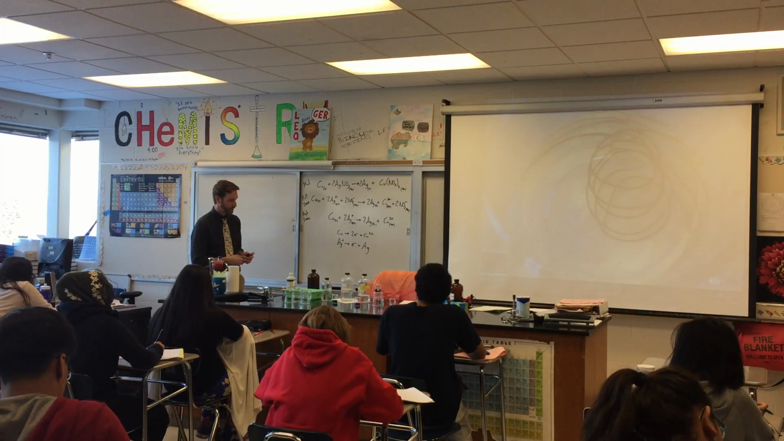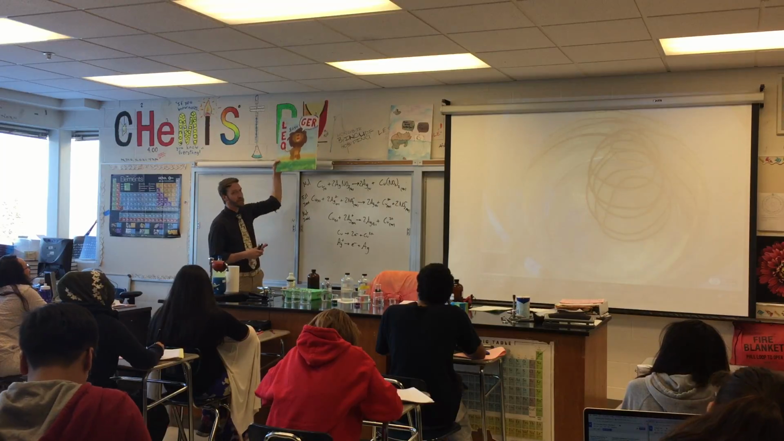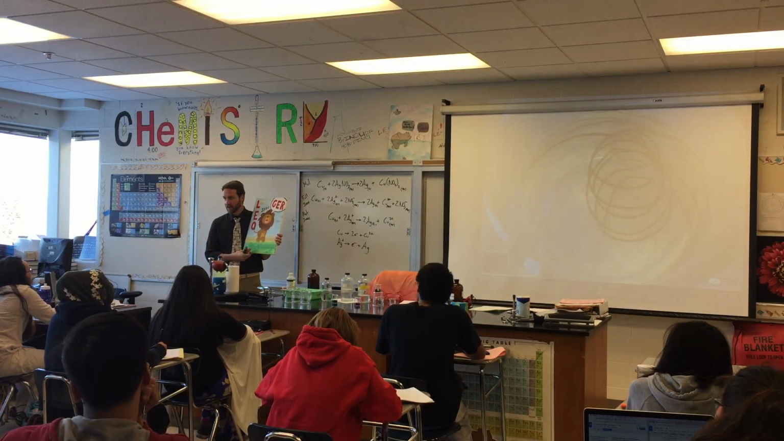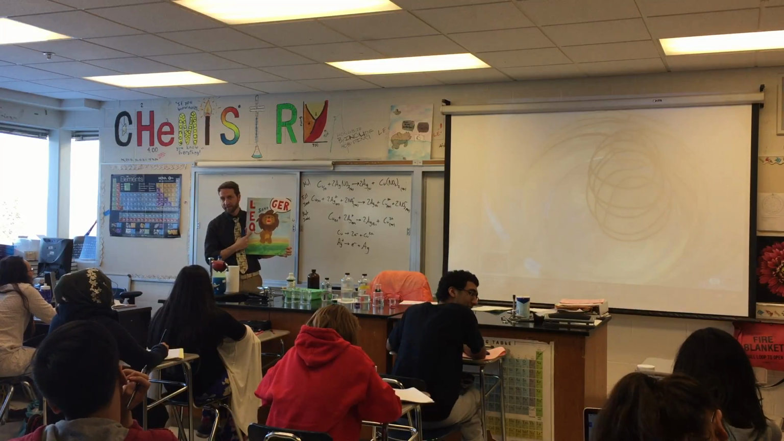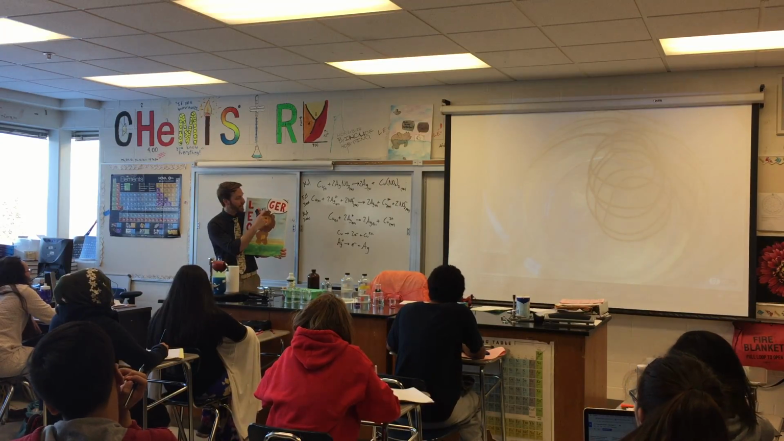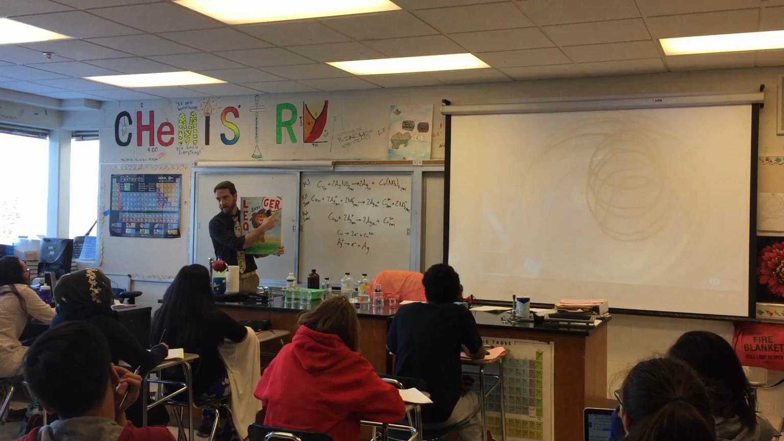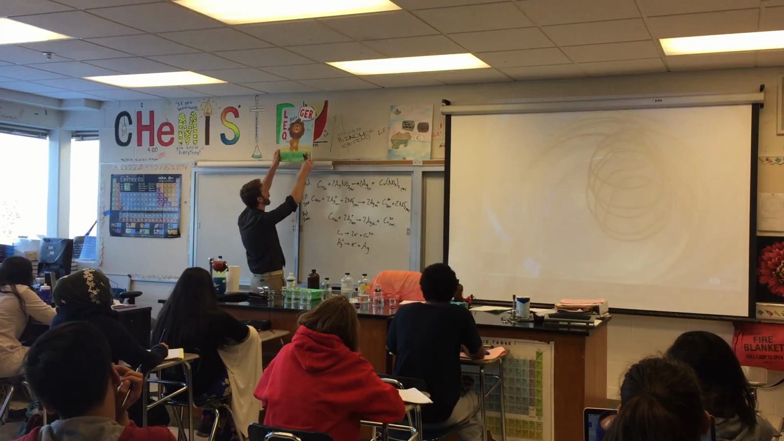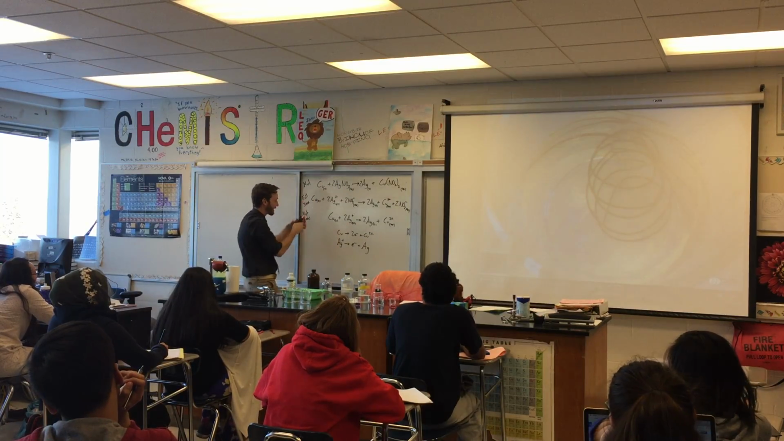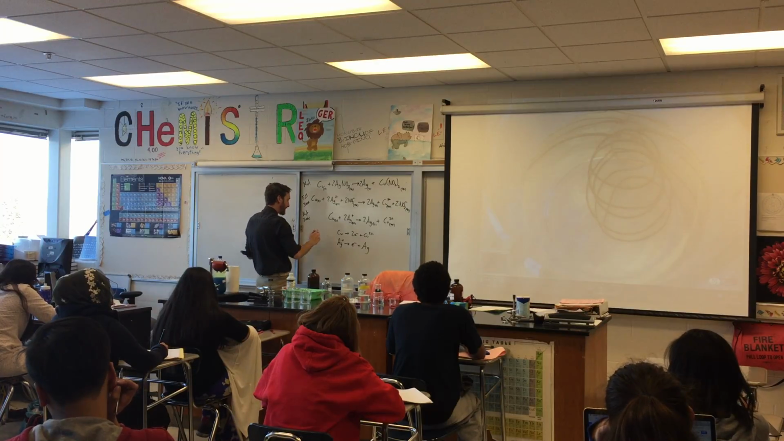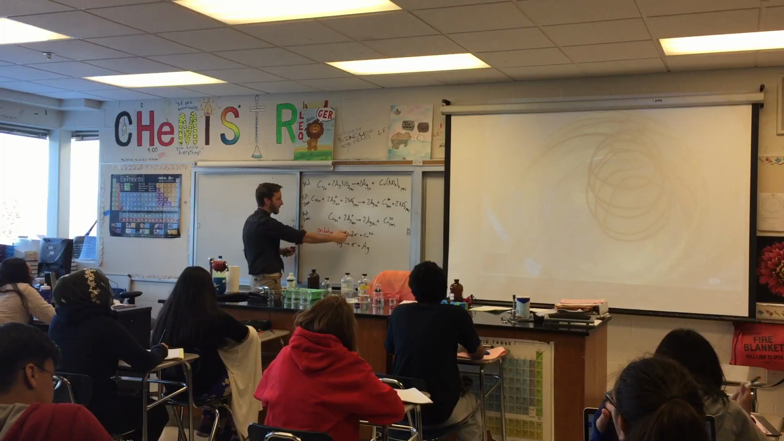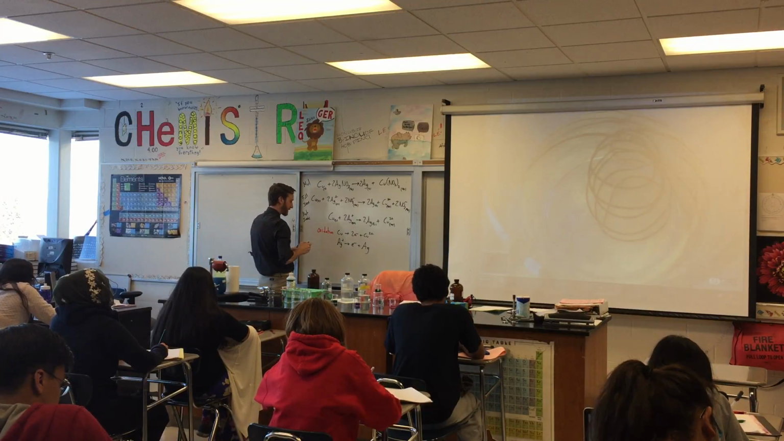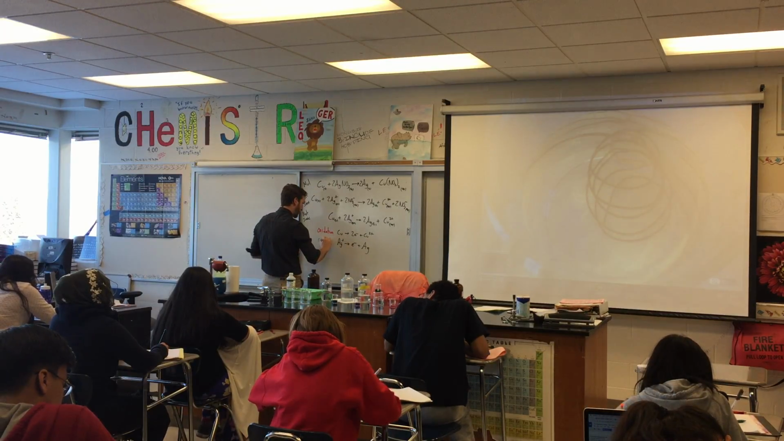How do you know that? It's LEO says GER. So if I lose electrons, we call it oxidation. If I gain electrons, we call that reduction. Yes, now we know why that's up there. So this is an oxidation because copper's losing its electrons. This is a reduction.